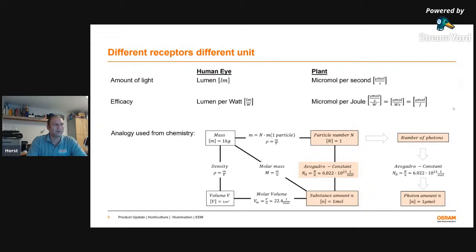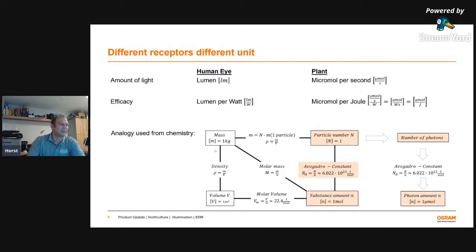And the same thing we have also for plants, where we take the photon flux in micromole per second, and we look at how much power we put in. That means we have micromole per second divided by watts, which means micromole per watt-second, and this is nothing else than micromole per joule. So micromole per joule is the efficiency, and whenever we are talking about efficiency in horticulture applications, we are talking about micromole per joule.